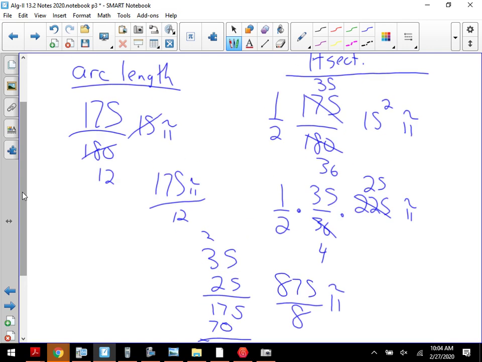Why did you put 175 over 180? Angle over 360. I'm sorry, angle over 180. That's the conversion from the degrees to the radians part there. Yes, sir. So, before you multiply by the half, you can take whatever number and see if it'll fly out. Yeah, it doesn't hurt.